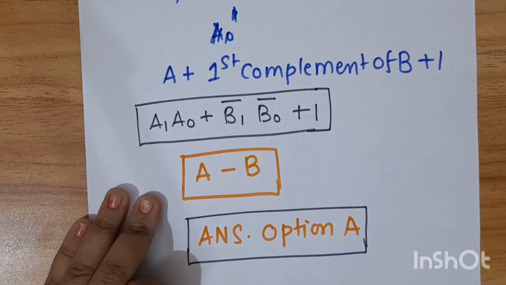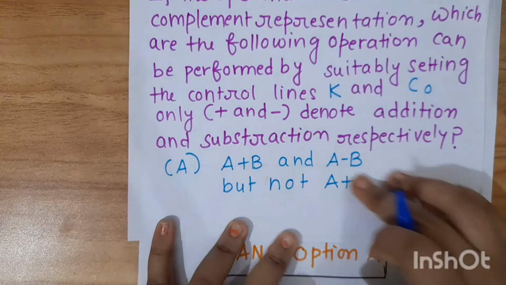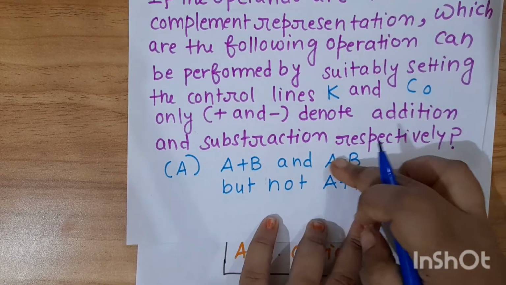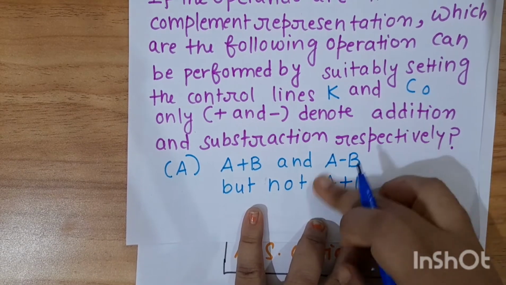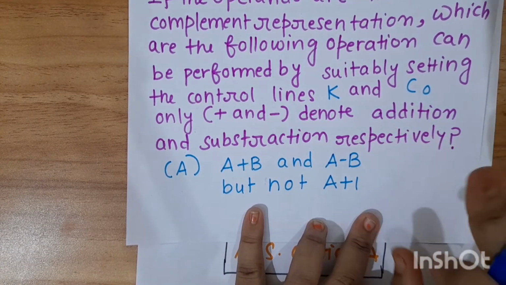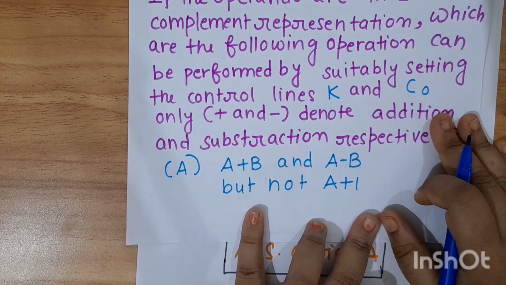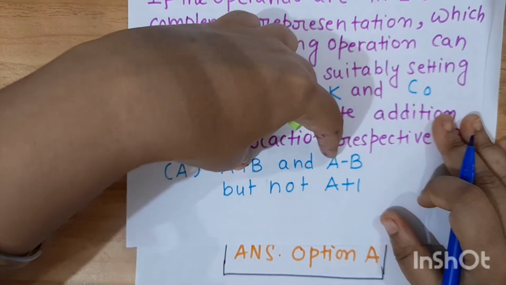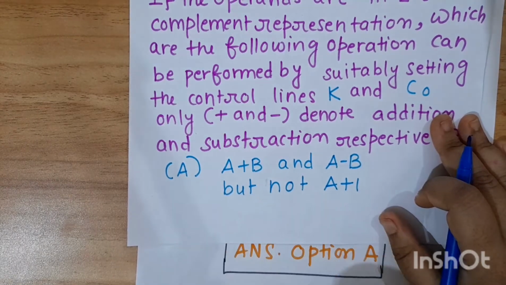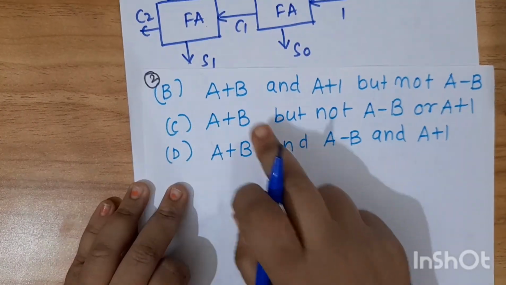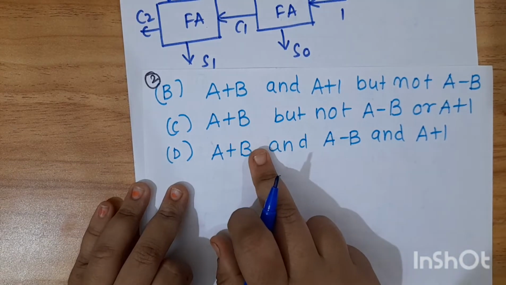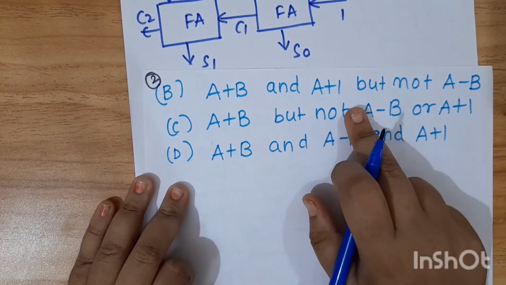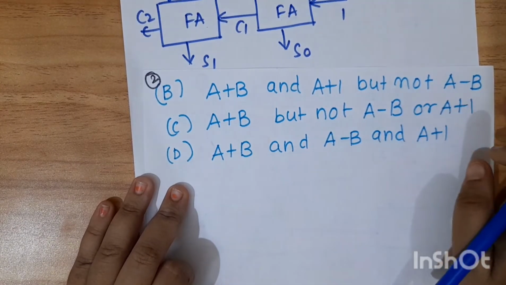Now, we will look at the question, the options given. A plus B and A minus B but not A plus 1. So, A plus 1, this addition we have not done for any combination of K and C0. We only did A plus B and A minus B. So, these two are valid but not A plus 1. Now, second option is with the combination of K and C0, A plus B is possible and A plus 1 is possible but not A minus B.